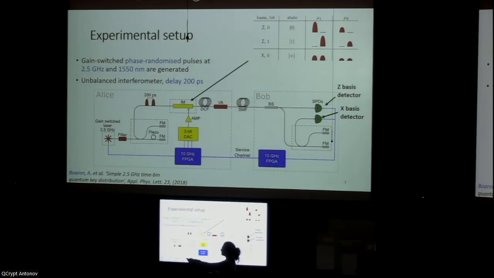Okay, and then Alice and Bob, they of course have to be synchronized. This is done via a service channel, where we also perform all the post-processing.